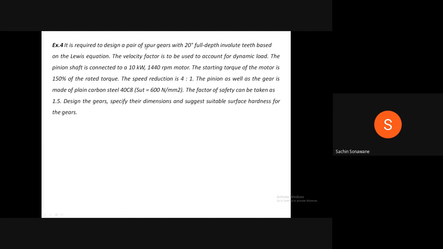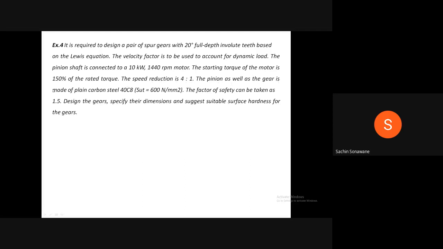It is required to design a pair of spur gears with 20-degree full depth involute teeth based on the Lewis equation. The velocity factor is to be used to account for dynamic load. The pinion shaft is connected to a 10 kilowatt 1440 rpm motor. The starting torque of the motor is 150% of the rated torque. The speed reduction is 4 to 1.